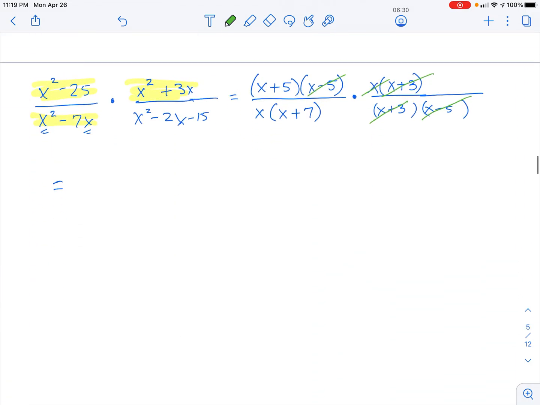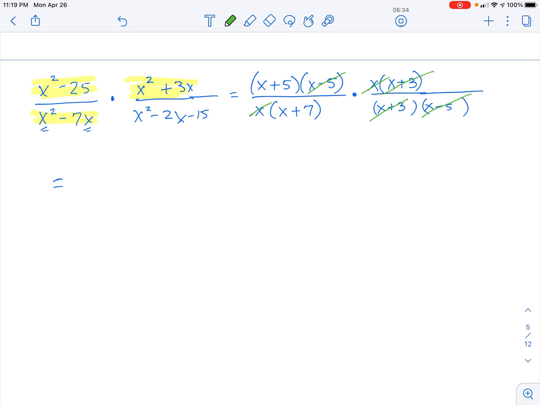I have an x here, and I have an x here. And what do I have left? The only thing left is x plus 5 and x plus 7. So that is fully simplified, and this is your answer. Okay, now let's look at another one.